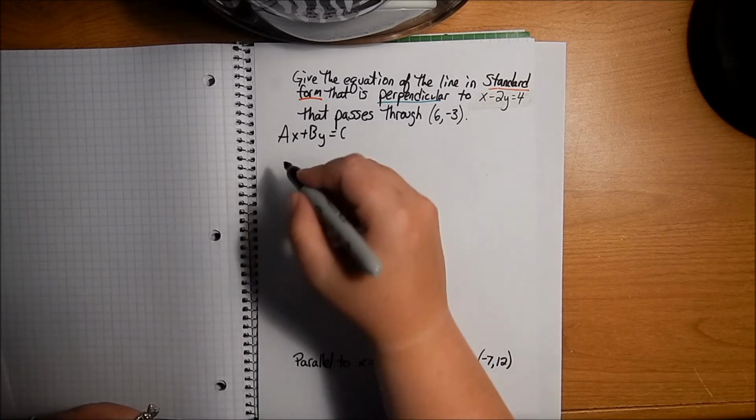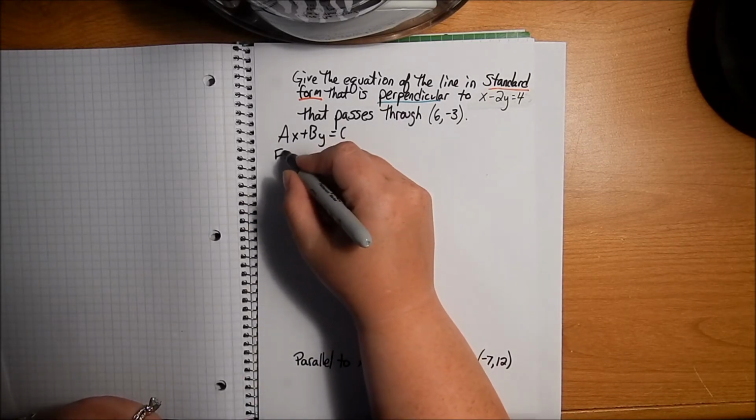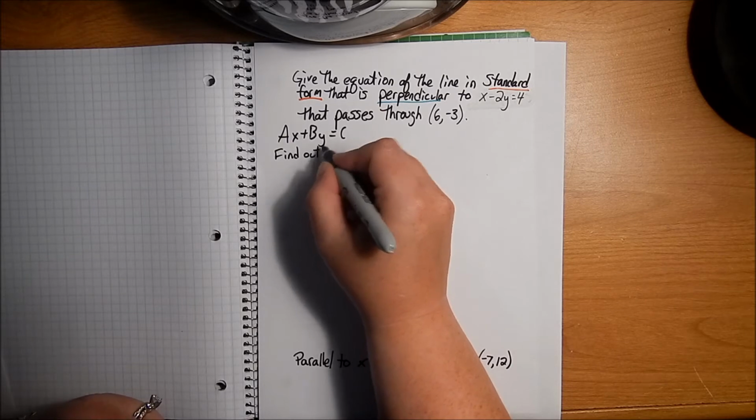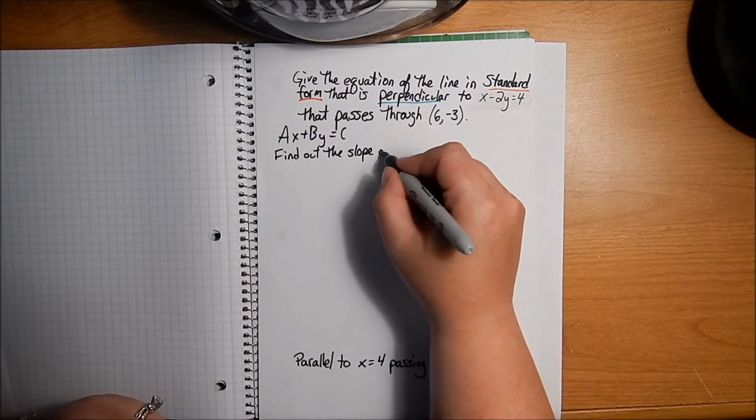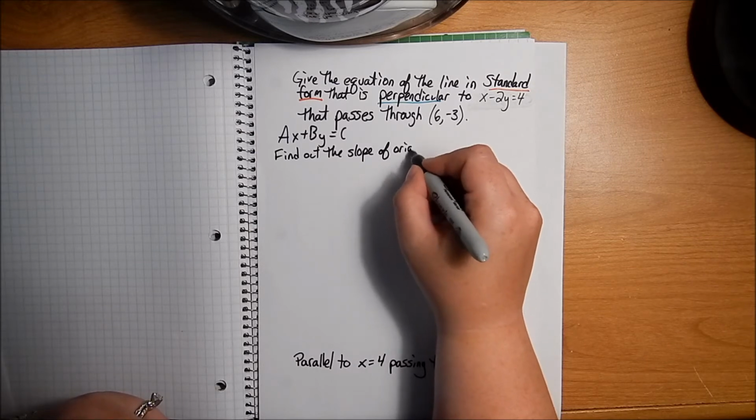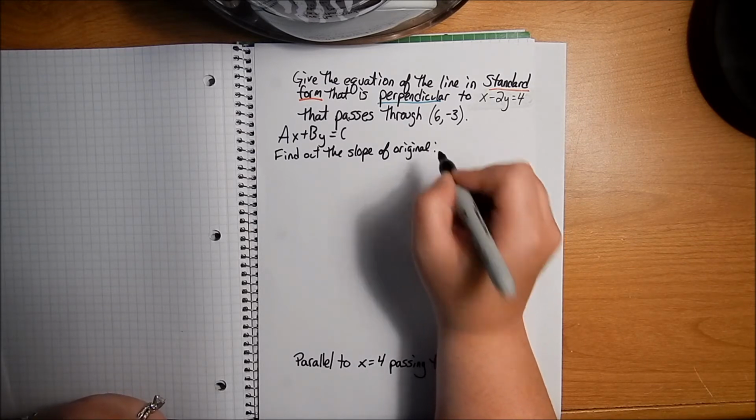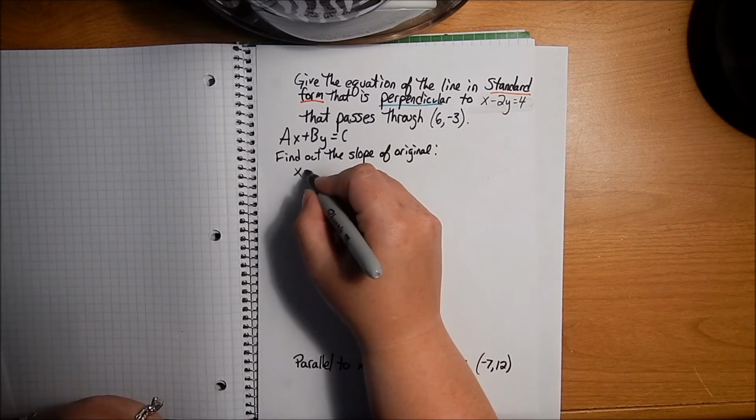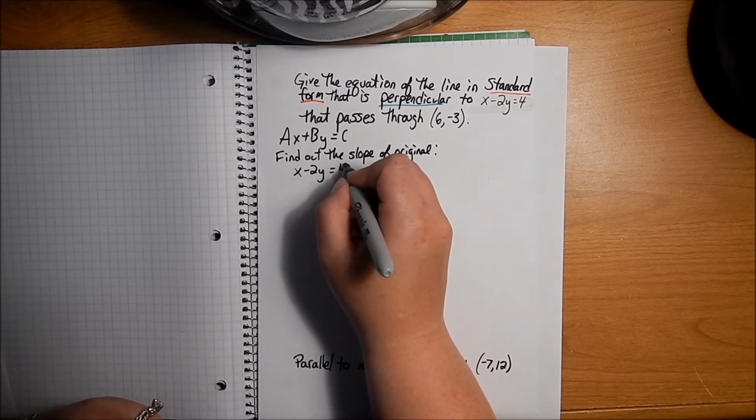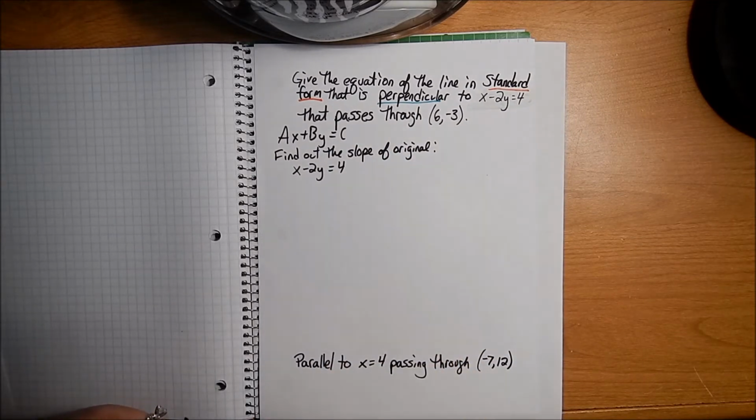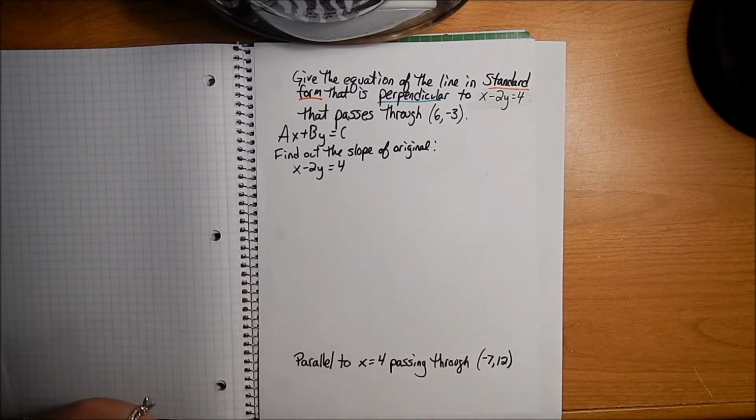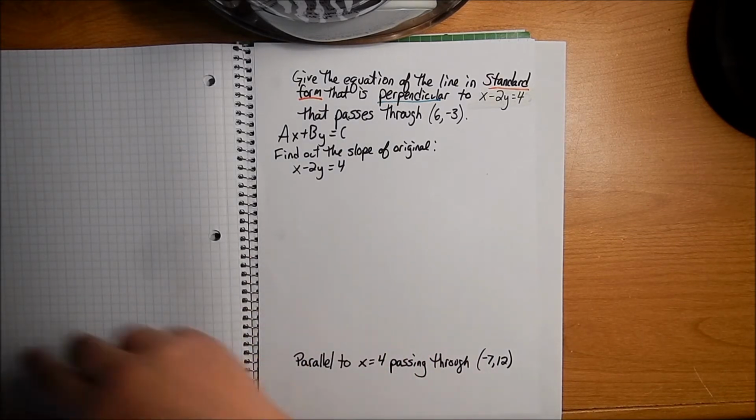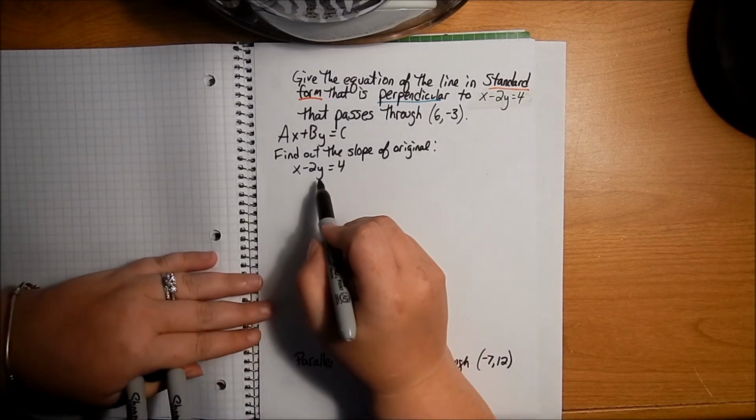So what I want to do first is find out the slope of the original line. Okay, so my original is x minus 2y equals 4. If I rewrite this in slope-intercept form, so in other words, get the y by itself, then I can just look at it and figure out what the slope is. So let's do that. I want to get the y by itself.